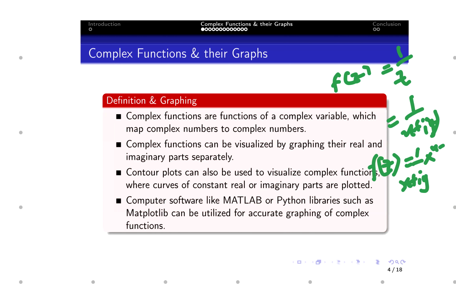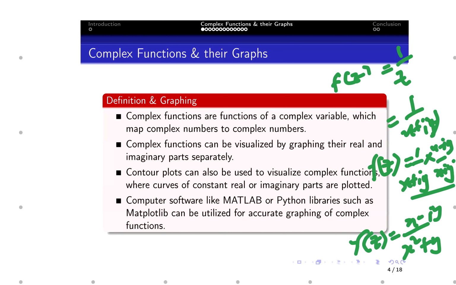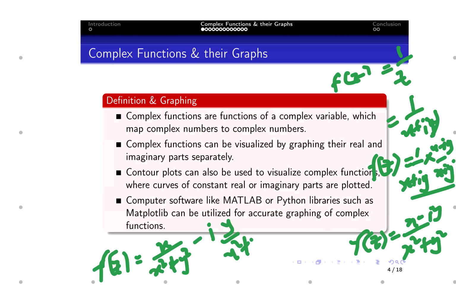x minus iy. And of course, f of z in that case will just become x minus iy all over, and you already know this is going to give you x squared plus y squared. So you can see that f of z is x over x squared plus y squared minus i y over x squared plus y squared. So this one takes x plus iy for z, and then it outputs another complex number like this. That's exactly the idea we are trying to talk about when we talk about complex functions.